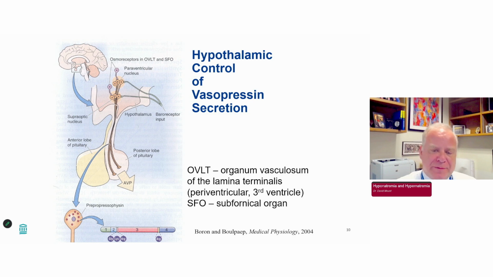So there's hypothalamic control of vasopressin secretion. There are osmoreceptors in the OVLT and subfornical organ that project down to the paraventricular nucleus and supraoptic nucleus. And then that's where vasopressin is synthesized and released from the posterior lobe of the pituitary.